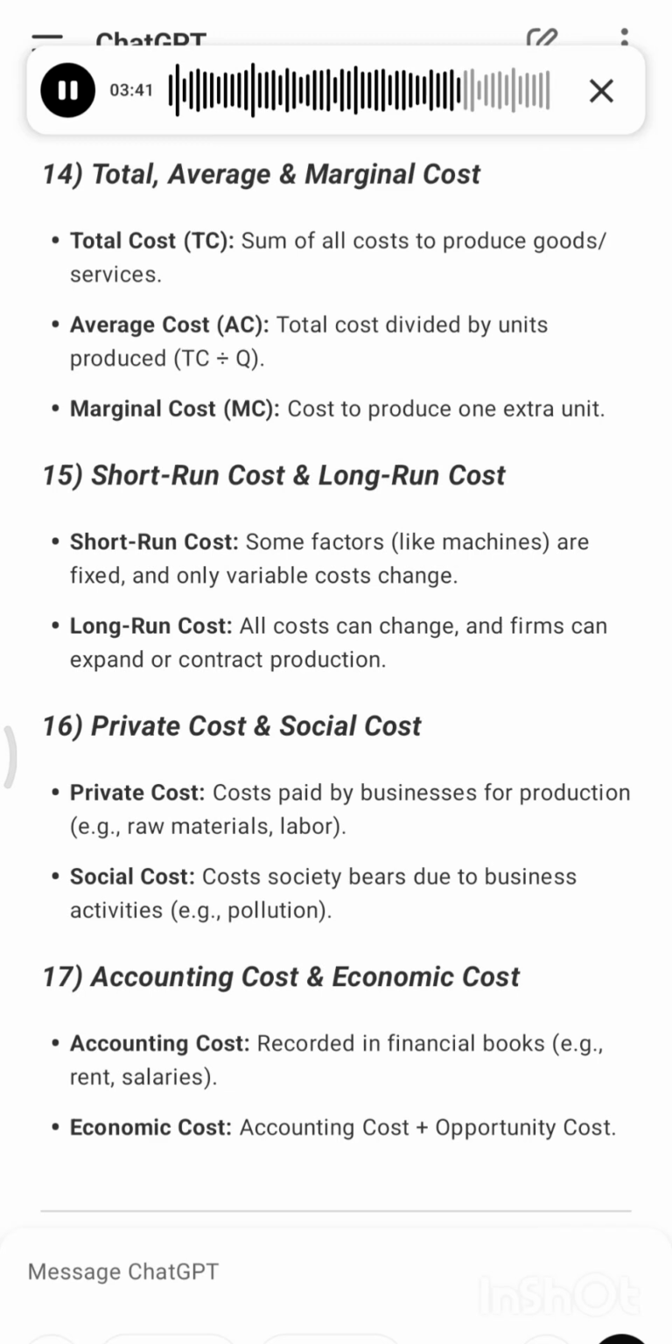15. Short-run cost and long-run cost. Short-run cost: some factors like machines are fixed and only variable costs change. Long-run cost: all costs can change and firms can expand or contract production.